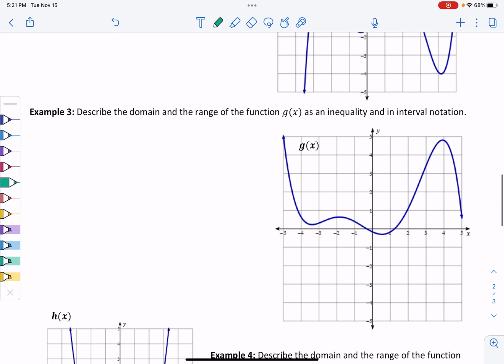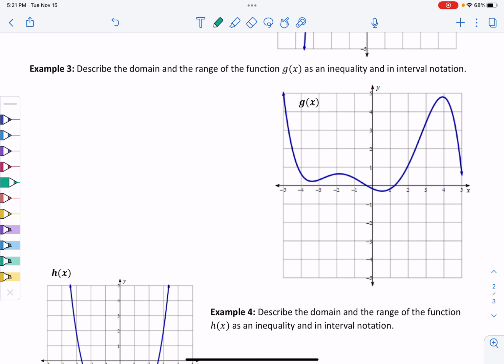All right. Okay. Example 3, describe the domain and range of the function g of x as an inequality and in interval notation. So same thing here. Domain is x, range is y. All right. So our domain of the function is all the x values that might be included here. So all of these x values, let's look at this. Does my function continue on to the left forever? Yes. Does it continue on to the right forever? It does. These arrows indicate that it keeps going. So I have all real numbers, or negative infinity to infinity.